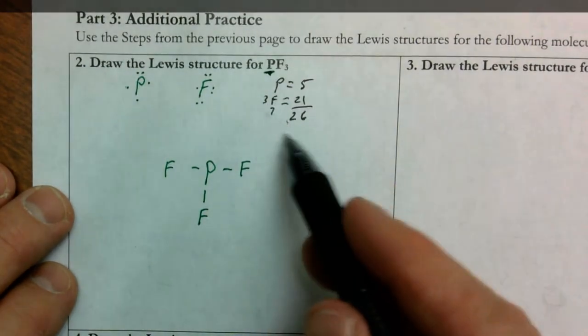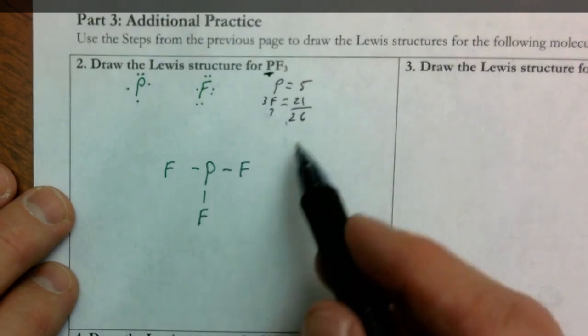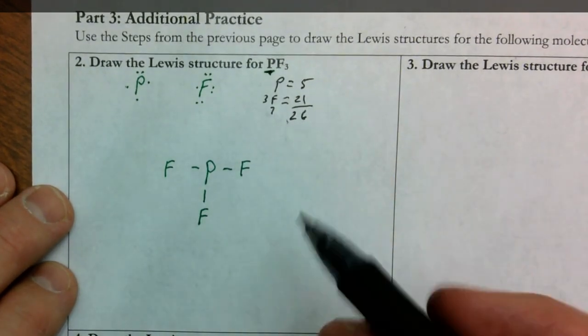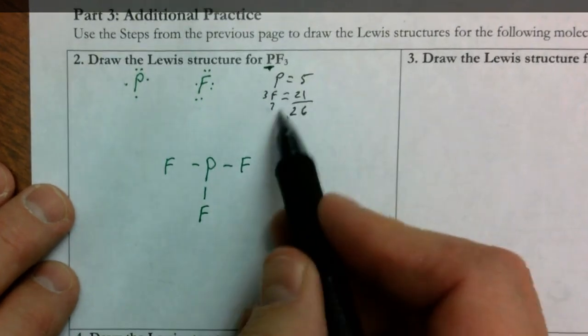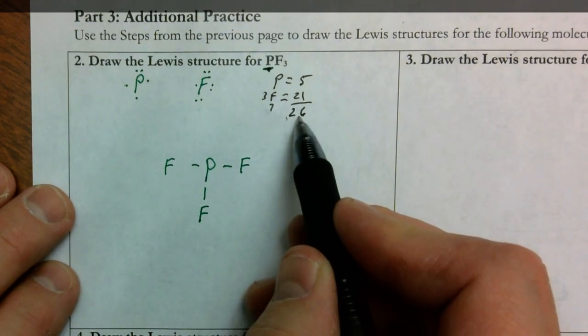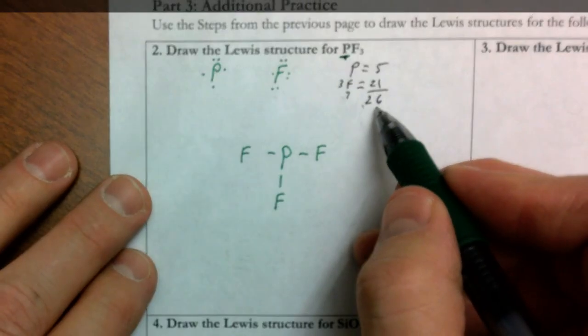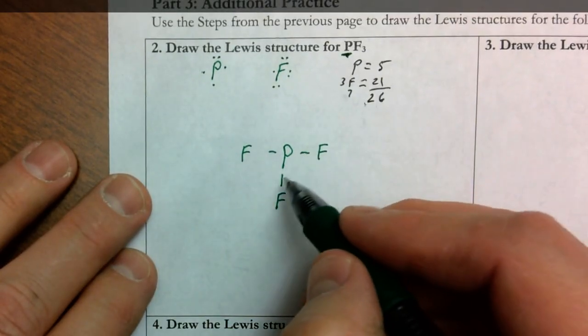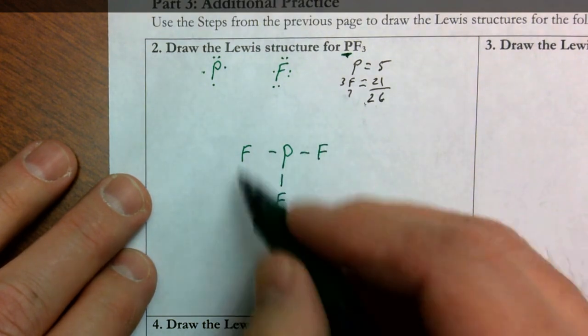Now I'm going to show you a different technique for getting your valence electrons on here. The way I do it is I just start at 0. Once I have my structure on here, I start at 0 and I count up to 26. So let me show you what that looks like. I need 26 total valence electrons. I already have 2, 4, 6. And now I'm just going to keep counting and putting them in pairs where there's spots.